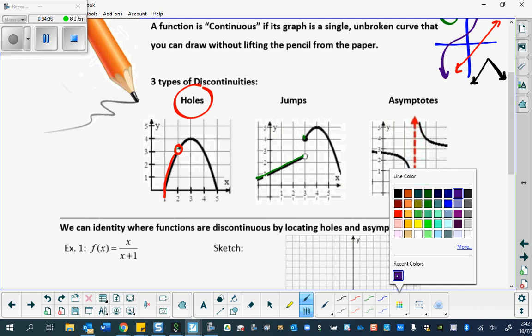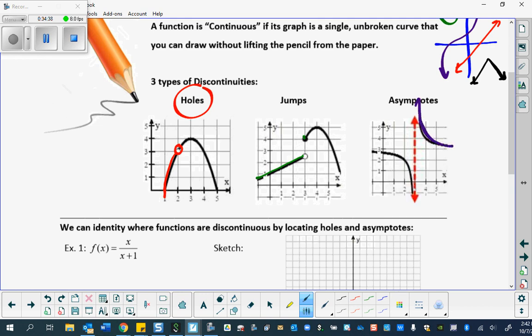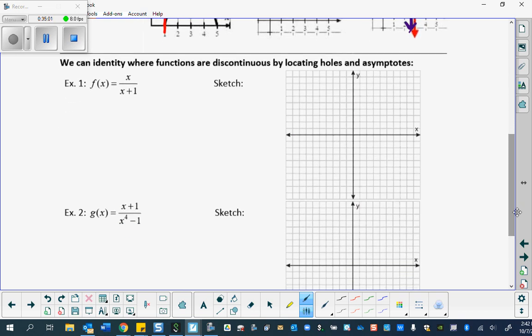Our next kind of discontinuity is where we have an asymptote, where as you approach a value, the graph goes in completely opposite directions. So at our vertical asymptotes, our graph stops being continuous. We can identify where the functions are discontinuous by locating the holes and asymptotes. So just as a reminder, our vertical asymptotes are where your denominator equals 0.